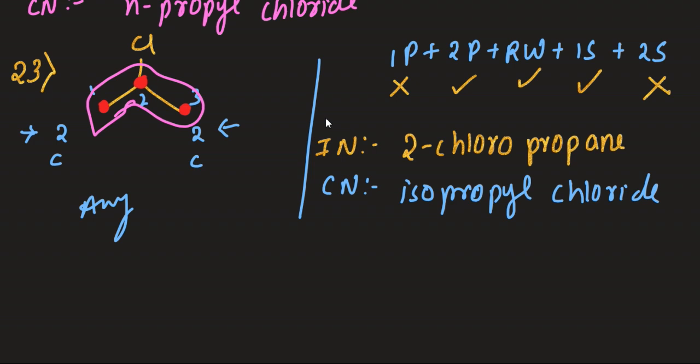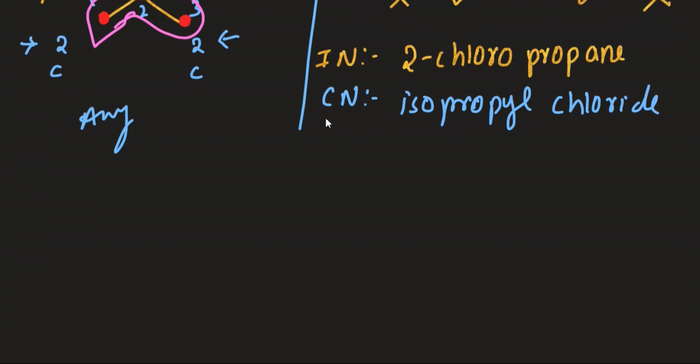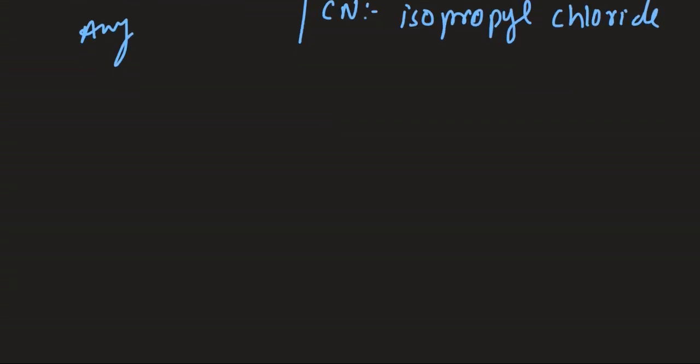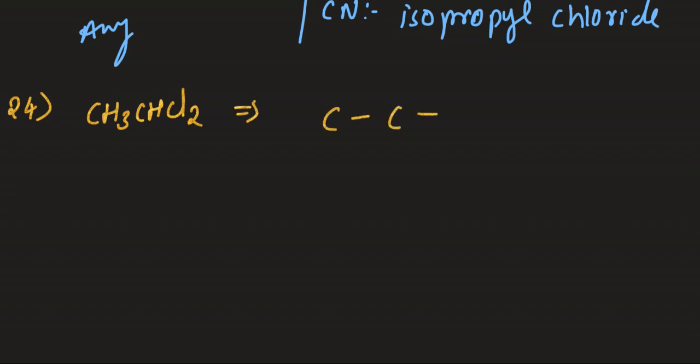Right. Moving to the next one. 24th. CH3CHCl2. So let us try to elaborate the structure. They have given 2 chlorines, that means 1 chlorine and 2 chlorine. I'm just removing the hydrogens.